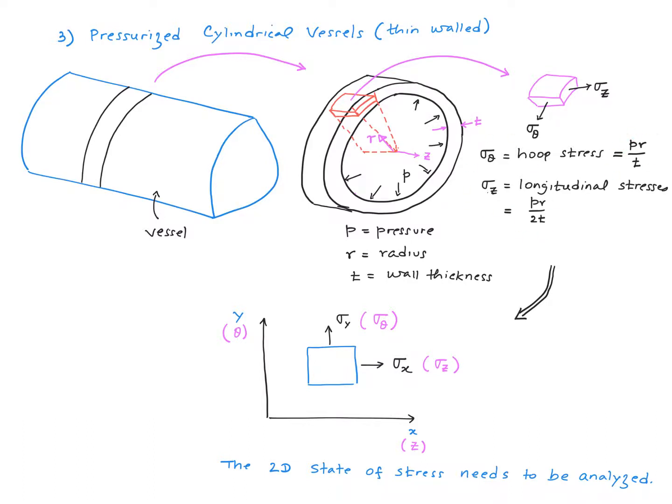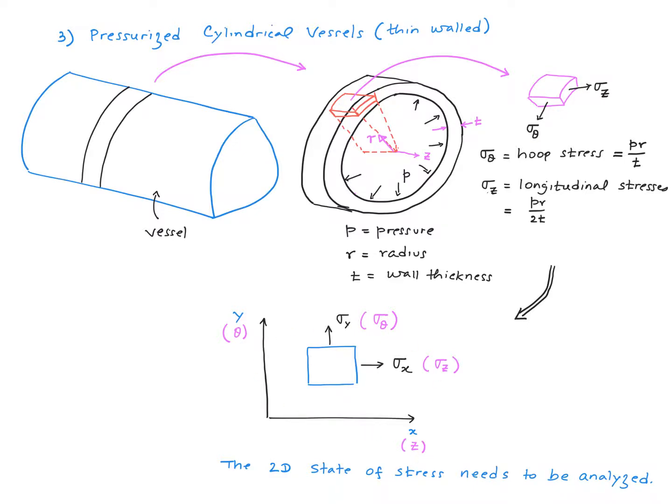And here P is the internal pressure, R is the radius of the cylinder, and t is the wall thickness. So there are only two non-zero stress components for the state of stress at a point like that. Once again, you can see all we need to do is to analyze the state of stresses in the two-dimensional z-theta plane. That's what I'm showing over here.